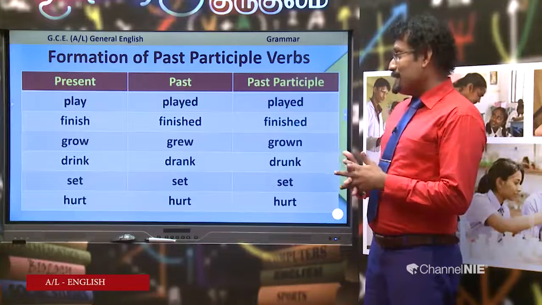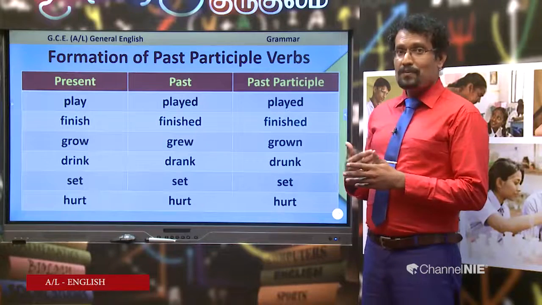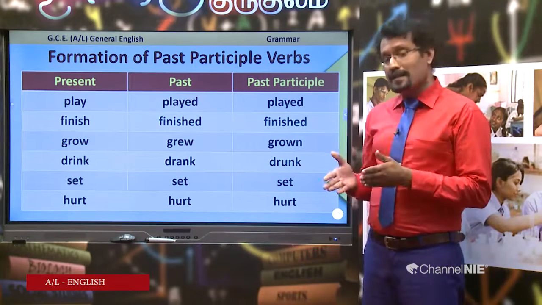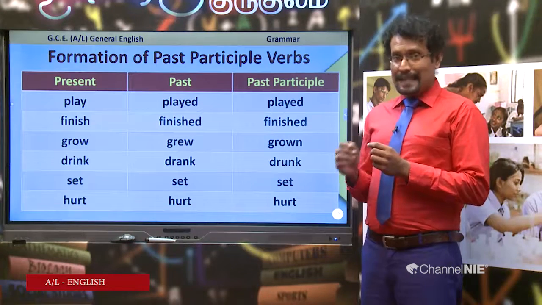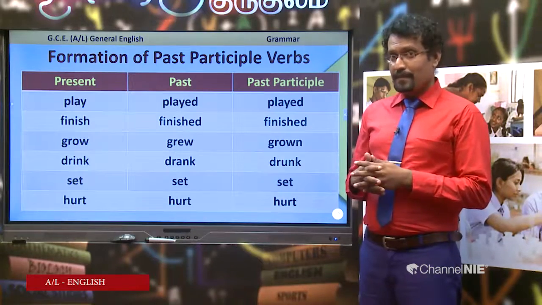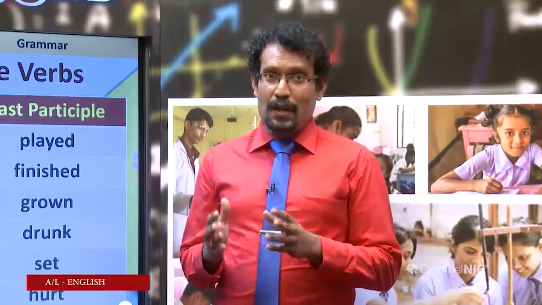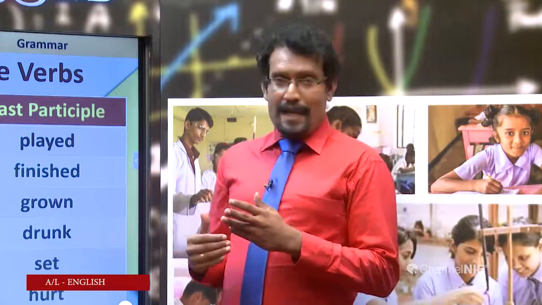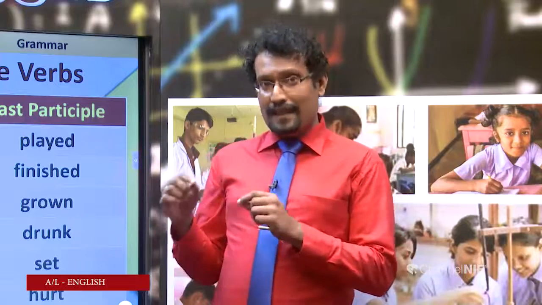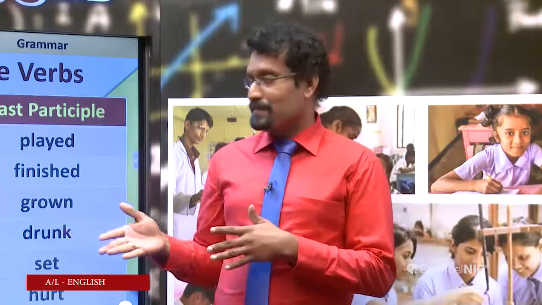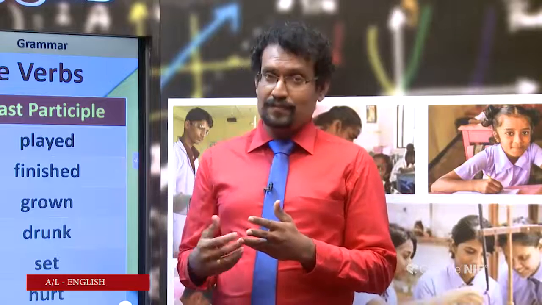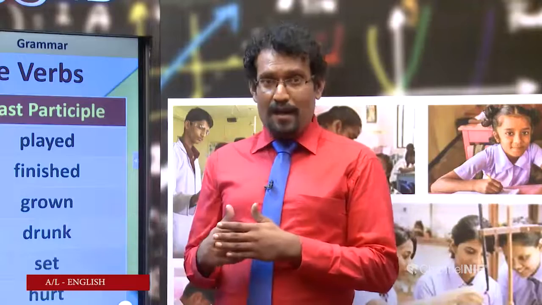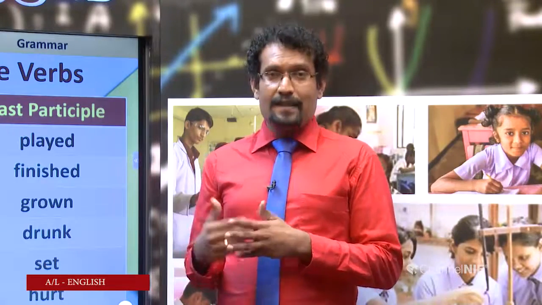Play, played, played. And finish, finished, finished. So, normally to make past tense, we add ed at the end of the verb stem. That is the regular formation of past tense or the past participle. Play, played, played. Ed is added at the end. Finish, finished, finished. Ed is added at the end to make the past verb form as well as the past participle verb form.